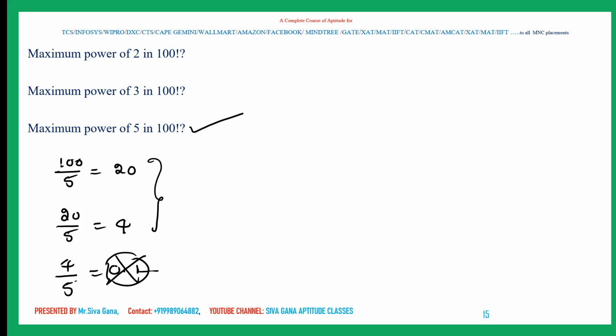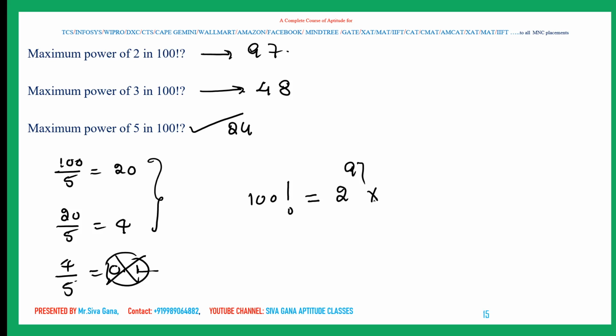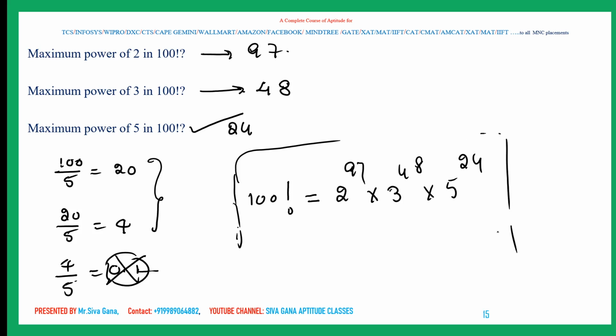So the maximum power of 5 in 100 factorial is 24. Maximum power of 2 in 100 factorial is 97. Maximum power of 3 in 100 factorial, just now we have seen, is 48. Now these are the 3 questions. So 100 factorial we can write as 2 power 97 into 3 power 48 into 5 power 24. If you write in this way, this is absolutely a blunder, a mistake.